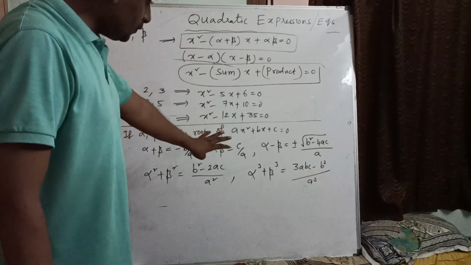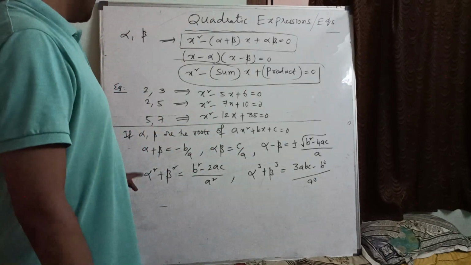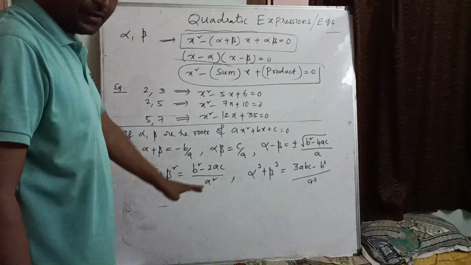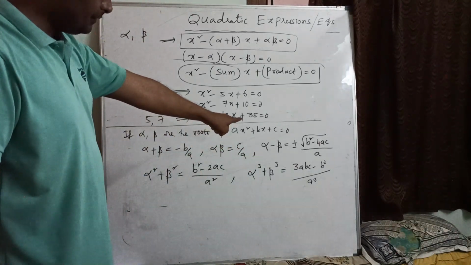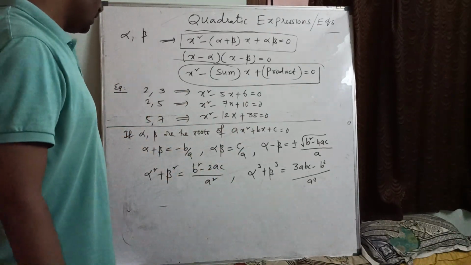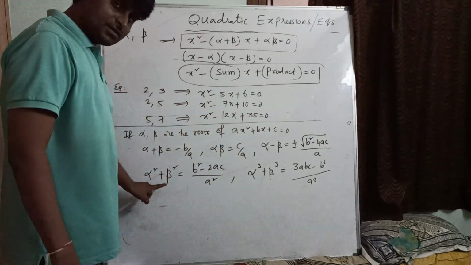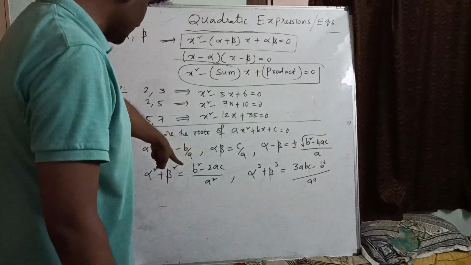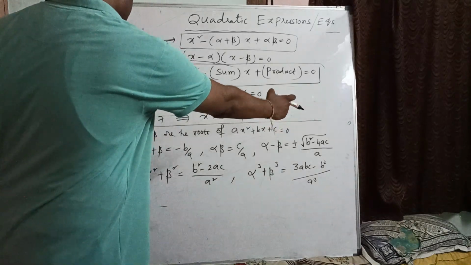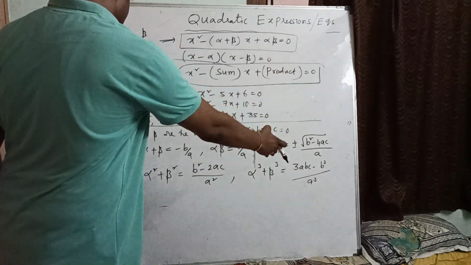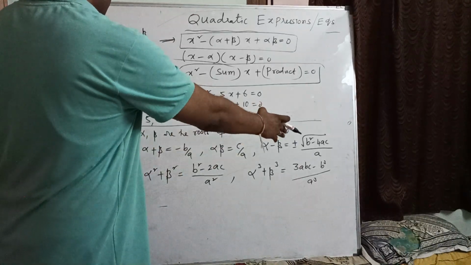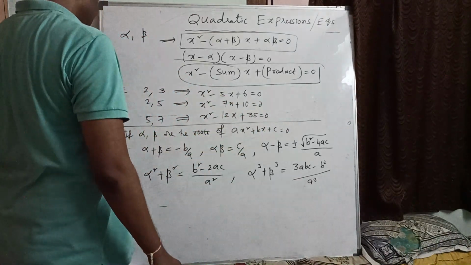Okay. So these formulas we have to remember for competitive exams, right? Especially difference of roots is very important. Alpha minus beta equals plus or minus root b square minus 4ac by a. So now sum of squares of roots is b square minus 2ac by a square, and sum of cubes of roots, alpha cube plus beta cube, is 3abc minus b cube by a cube. Clear?